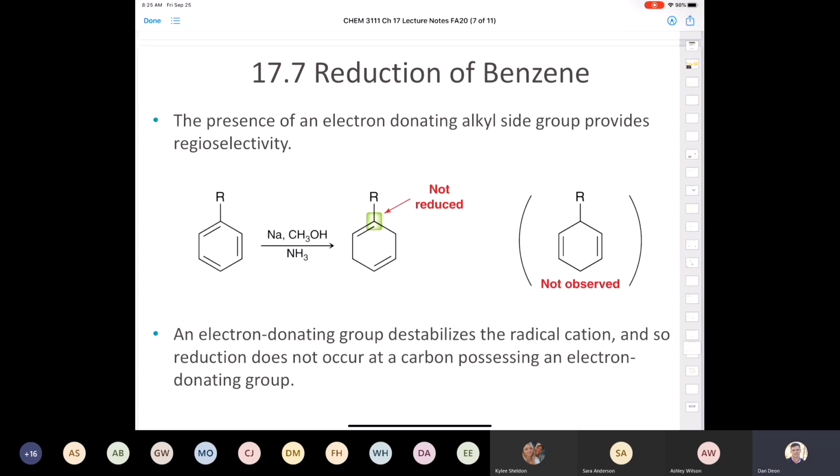If you have an electron donating group, it says here the presence of an electron donating alkyl side group provides regioselectivity. So why is an alkyl side group electron donating? That's based on, who can tell me what concept that's based on? Why is an alkyl group electron donating?